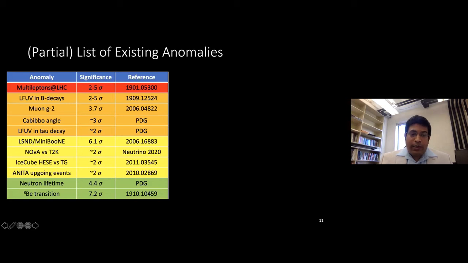Then there is another anomaly in the beryllium-8 transition in the atomic experiment. Initially they claimed to have something like 5 sigma, and now they have updated the result in 2019, and this anomaly has grown to like 7 sigma. So this is something that might eventually be interesting.